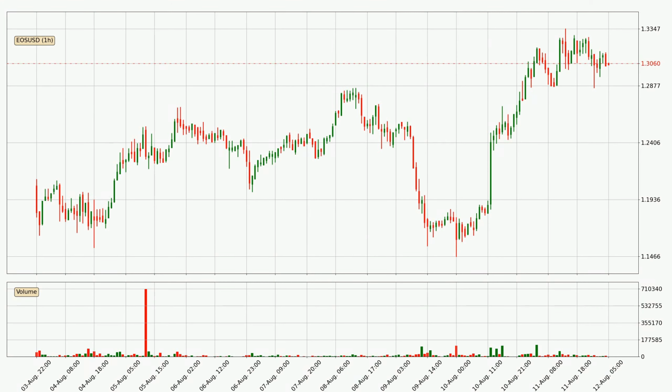Looking at the EOS hourly time frame, the price moved only slightly to the downside with around 0.3% in the last 24 hours, with a current price of 1.31.